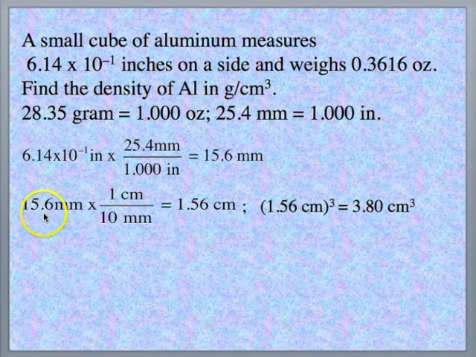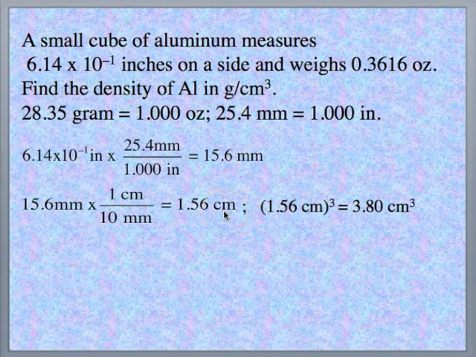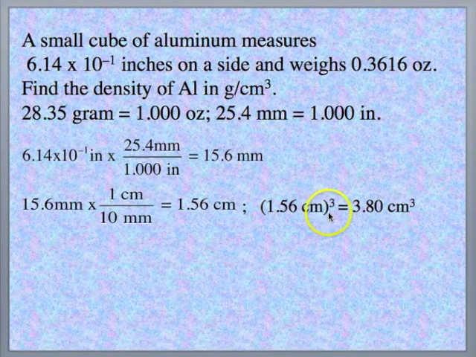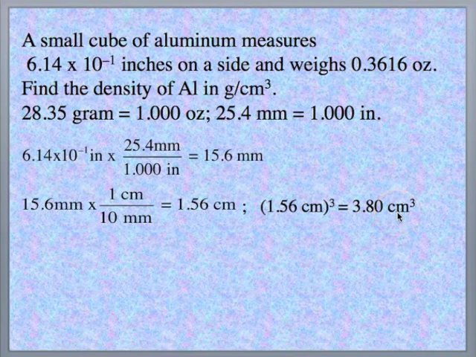So we take our 15.6 millimeters. 1 centimeter is 10 millimeters, so we divide by 10, we get 1.56 centimeters, and then we cube the 1.56 to get the volume of the cube, and we end up with 3.80 cubic centimeters. So now we have the denominator of the problem, 3.80 cubic centimeters.